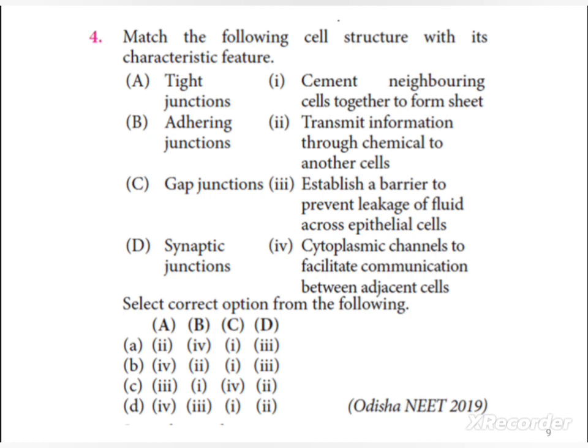Now let us go to the next question. Here we have to match the following cell structure with its characteristic feature. They have given A. Tight junctions, B. Adhering junctions, C. Gap junctions, D. Synaptic junctions. Then you have to match this cell structure with its particular characteristic feature. Accordingly, let us find out the correct answer. The correct answer is C.